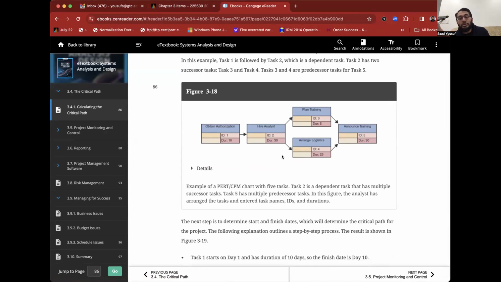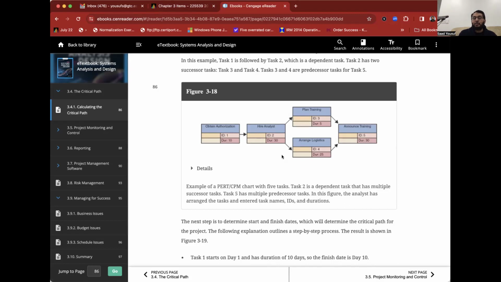Now come the 2 tasks that are dependent on hire analyst. The first task is plan training. The second task is arrange logistics. Both of them are running in parallel. But we notice that arrange logistics runs for 25 days, whereas plan training is only a 5-day task. And both of these tasks must be completed for announce training to happen.